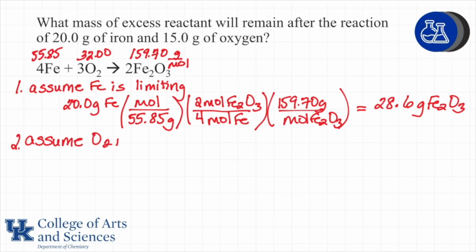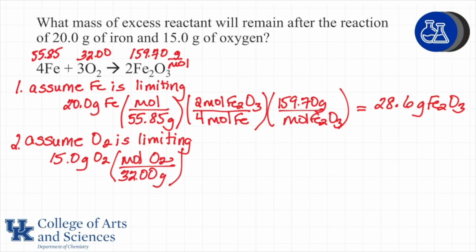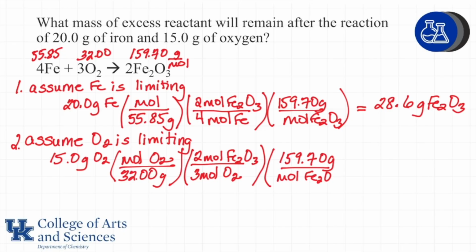Next, we're going to assume that oxygen is limiting. We'll start with our 15 grams of oxygen because that's the mass that we're given. We'll use the molar mass to get to moles of oxygen. Use our mole to mole ratio of 2 moles of Fe2O3 to 3 moles of oxygen, and that comes from our balanced chemical equation. And then the molar mass of Fe2O3 to get to 49.9 grams of Fe2O3. And that's based on the assumption that oxygen is limiting.